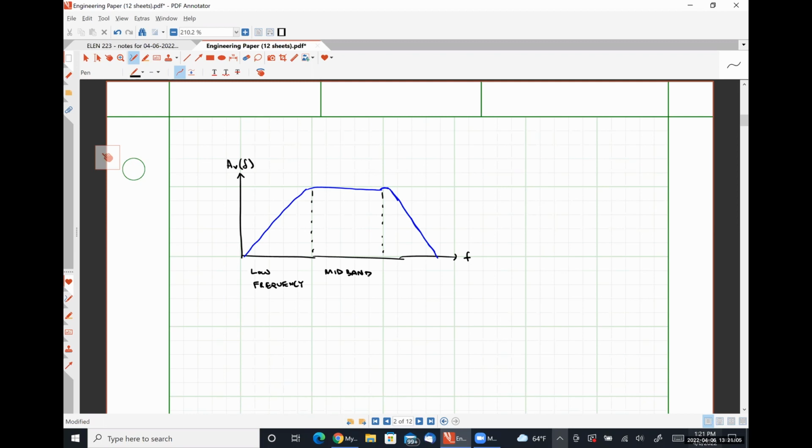Actually, no, I got that backwards. All of these look like short circuits. All of these still look like open circuits. And then finally over here, we have our high frequency region, where all of the internal capacitances of our transistors start to affect the device's behavior.